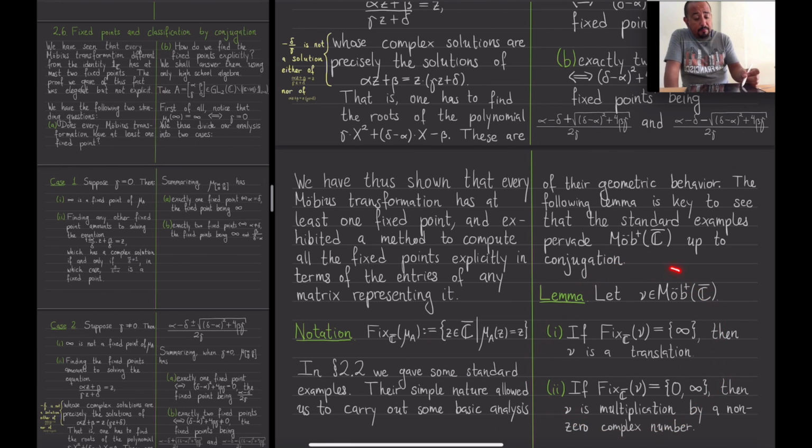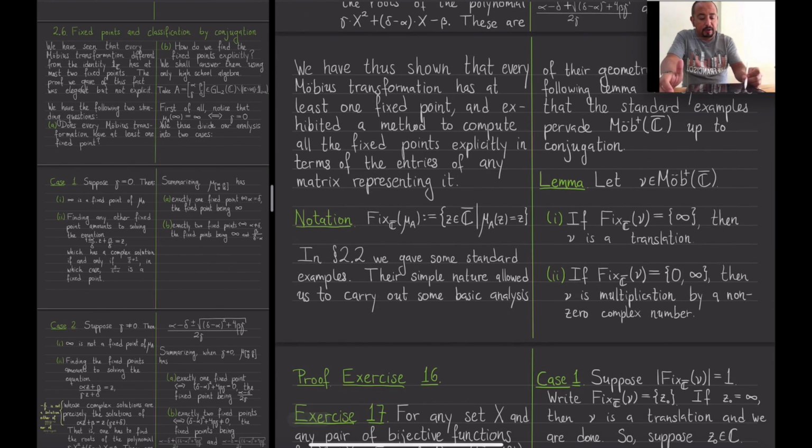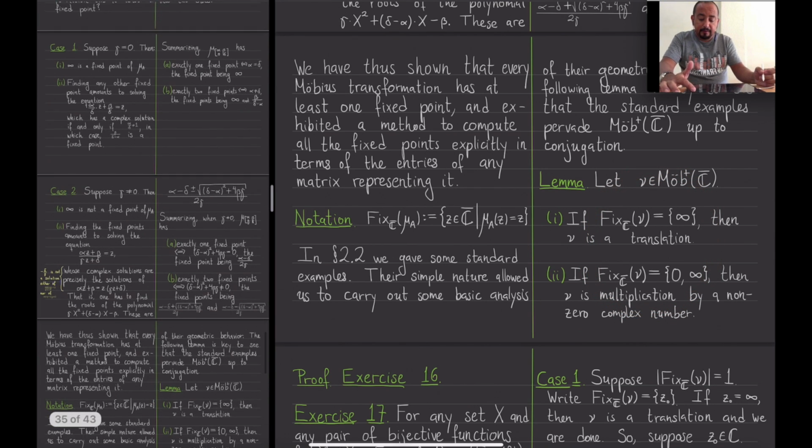So if you give me a Möbius transformation for which you already know, after having conjugated in the process I have in mind, that it has infinity as its only fixed point, then nu is a translation. And similarly, if you have a Möbius transformation and you already know, after conjugating, that the fixed points are precisely 0 and infinity, then nu is multiplication by a non-zero complex number alpha. And this is a lemma. It's very, very easy to prove, and I leave it as an exercise.